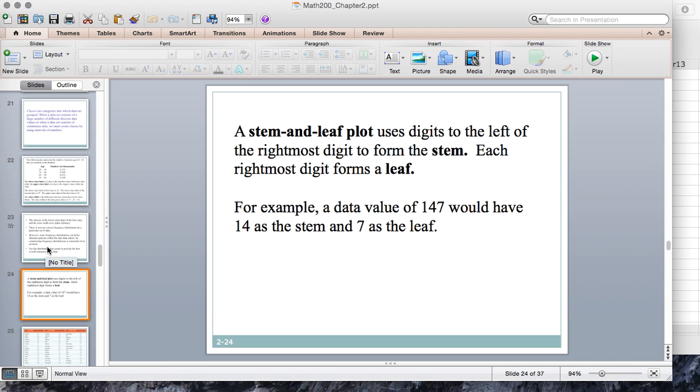Now, stem and leaf plots, I'm sure you've also seen before. They basically use the digits to the left of the rightmost digit to form the stem, and then the rightmost digit is called the leaf. So for example, if you have a data value of 147, all you do is you look at the rightmost digit, which is a 7, that's going to be your leaf. Everything to the left of that is your stem. So the stem is 14 and the leaf is going to be 7 for that kind of value.